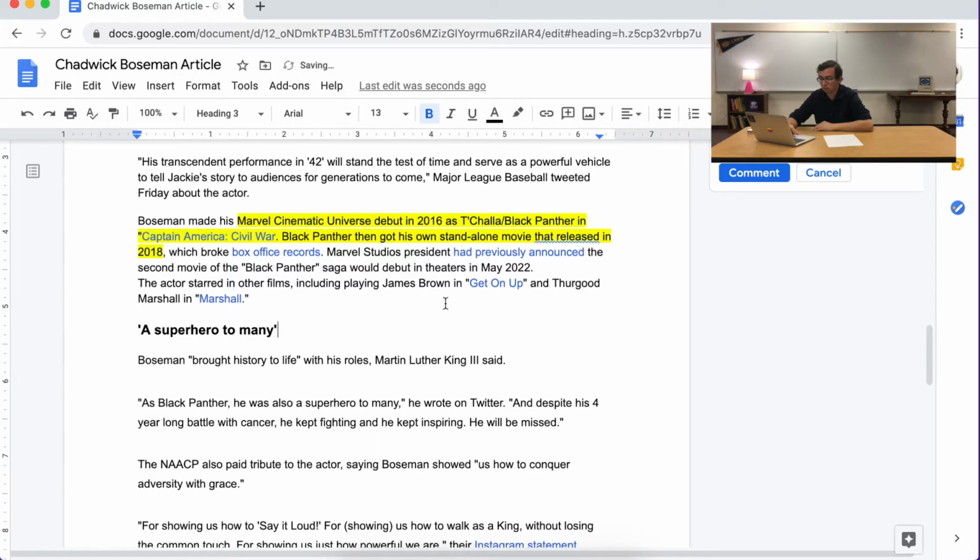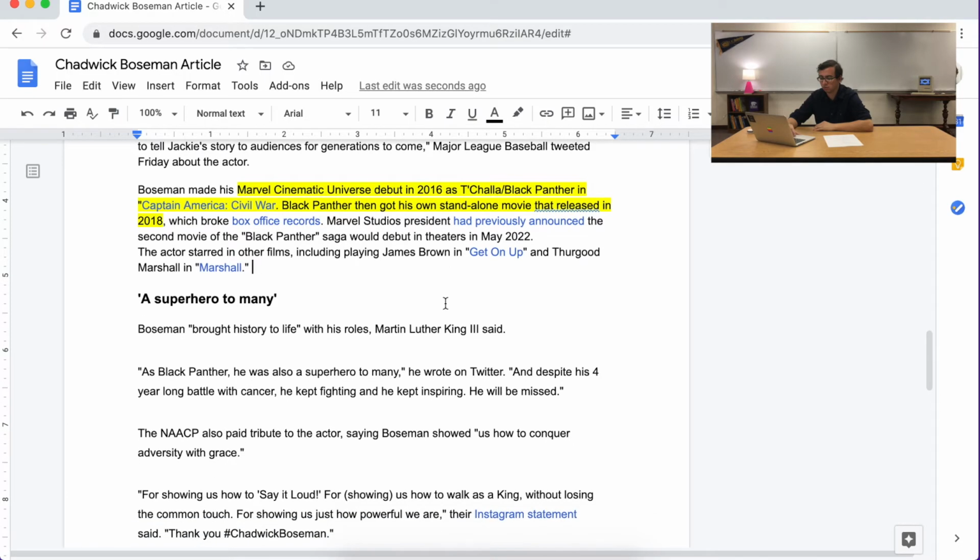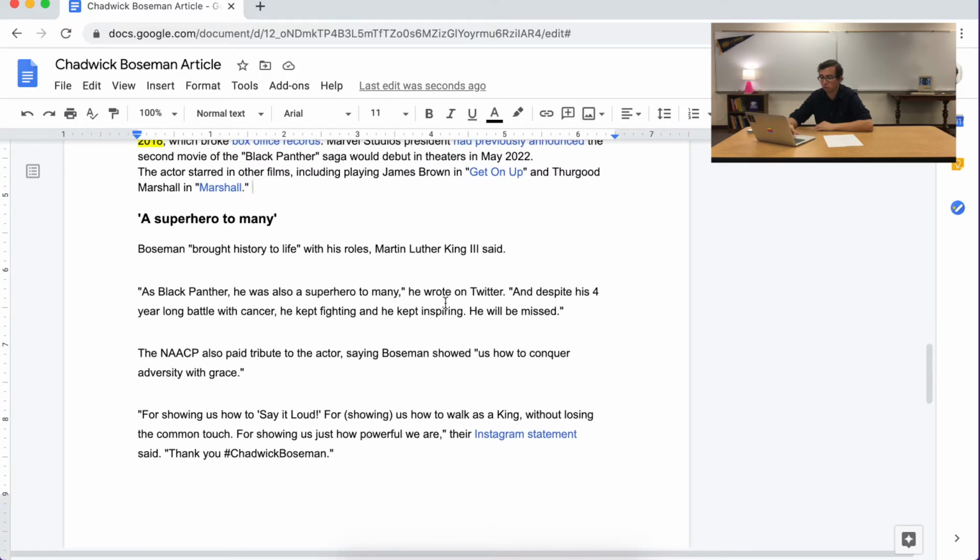Marvel Studios had previously announced the second movie of the Black Panther saga would debut in theaters in May 2022. The actor starred in other films, including playing James Brown in Get On Up and Thurgood Marshall in Marshall. A superhero to many. Bozeman brought history to life with his roles, Martin Luther King III said.